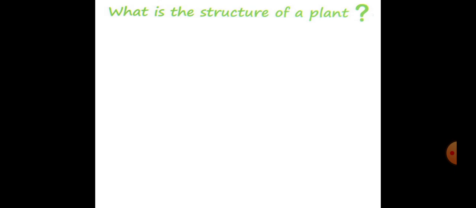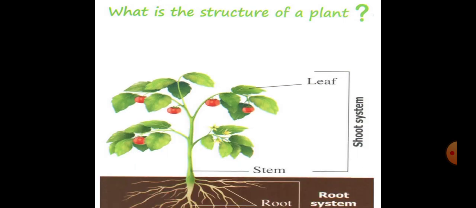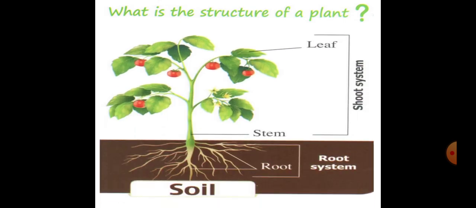Do you know what is the structure of the plant? Any plant consists of two systems. The system above the soil is called the shoot system, and the system below or inside the soil is called the root system. The shoot system consists of stem and leaves, and the root system consists of roots. And today you will know that there are root hairs extending from the roots.